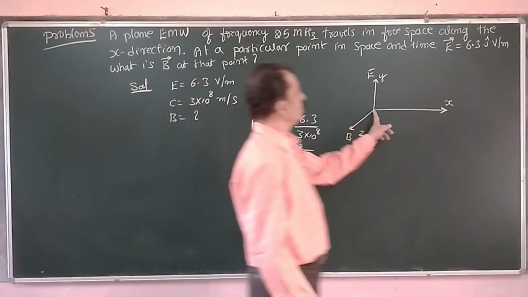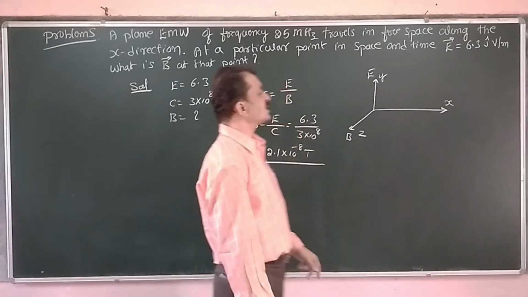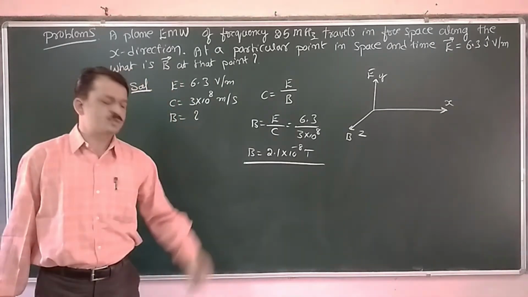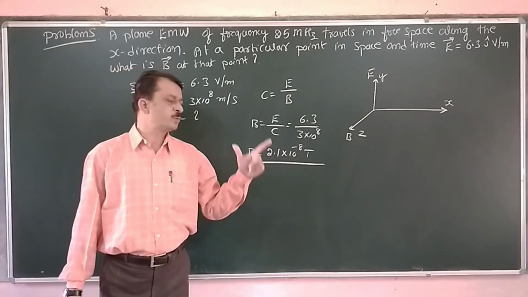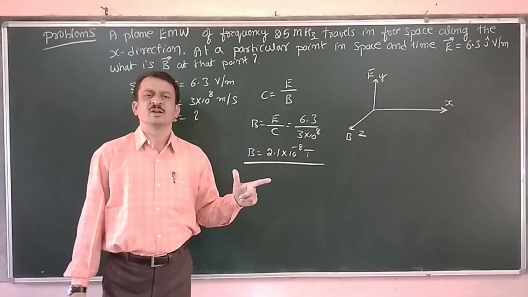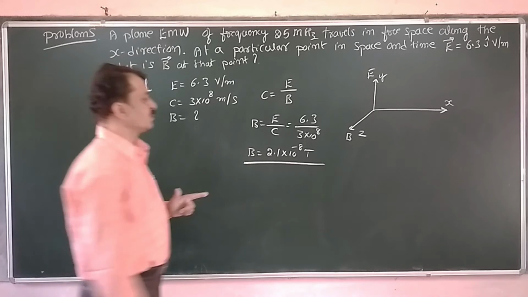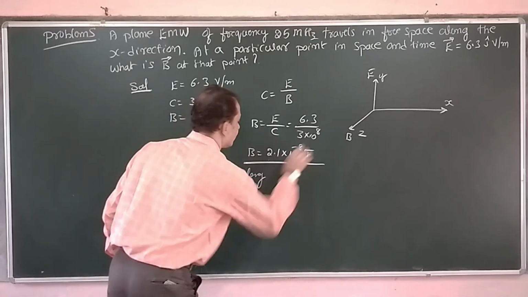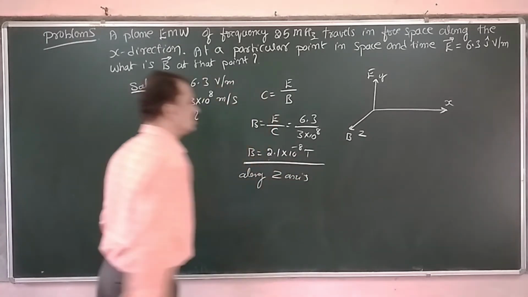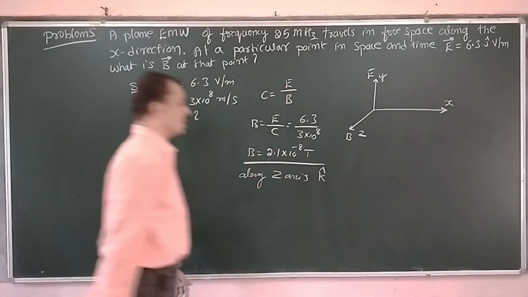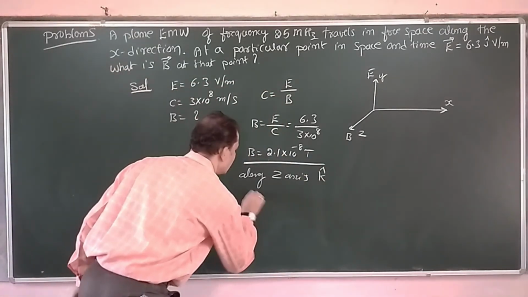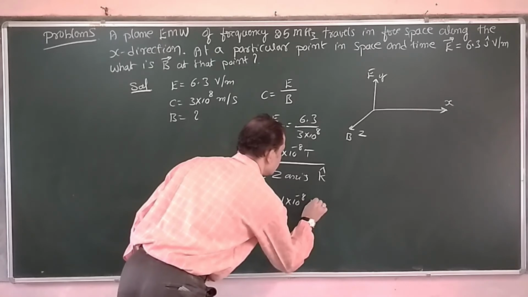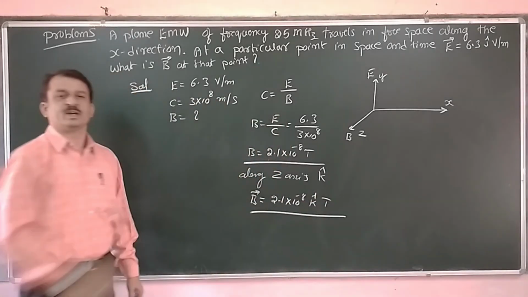Here, the electromagnetic wave is propagating along the x-axis and the electric field is along the y-axis. By the definition of electromagnetic waves, the electric field vector and the magnetic field vector should be mutually perpendicular to each other and also perpendicular to the direction of propagation. Therefore, the magnetic field vector is along the z-axis, which has unit vector k cap. So the magnetic field vector is 2.1 into 10 to the power of minus 8 k cap Tesla.